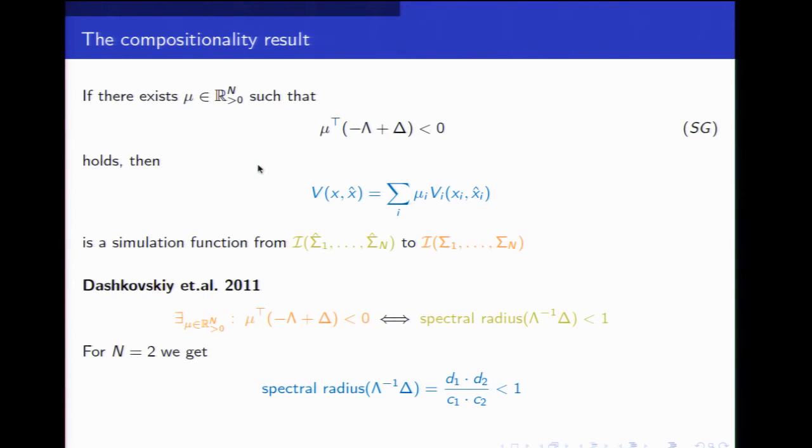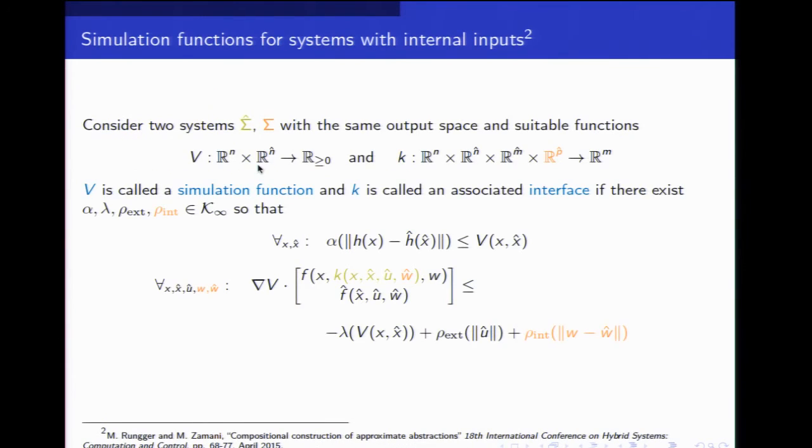This condition is nothing more than saying that the spectral radius of lambda inverse times delta is less than 1. For example, when you have two components, the condition boils down to this: D1 D2 is less than C1 C2. Which means, if we go back here, this negative term will contain this term which comes from the mismatch of the input. So it means this negative term is big enough that the effect of the mismatch between the two inputs will not affect the decaying of the simulation function, yeah?